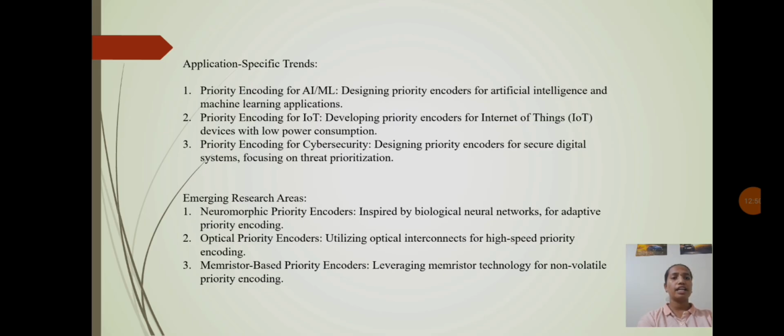Emerging research areas are neuromorphic priority encoders, inspired by biological neural networks for adaptive priority encoding. Optical priority encoders utilize optical interconnects for high speed priority encoding. There are also memristor based priority encoders, leveraging memristor technology for non-volatile priority encoding.